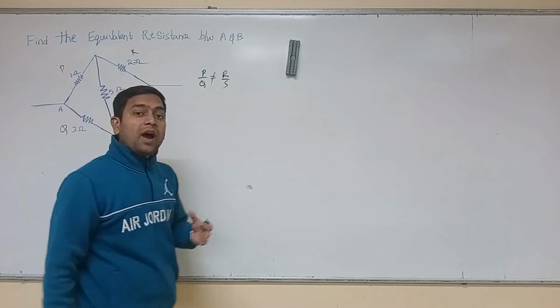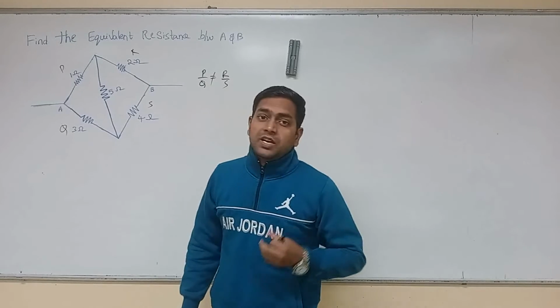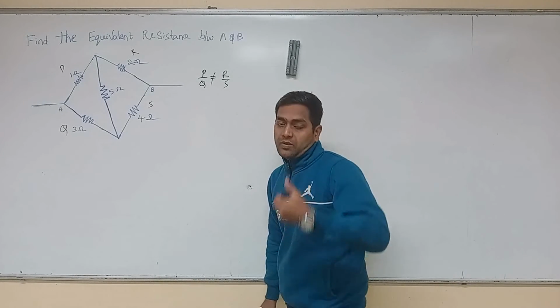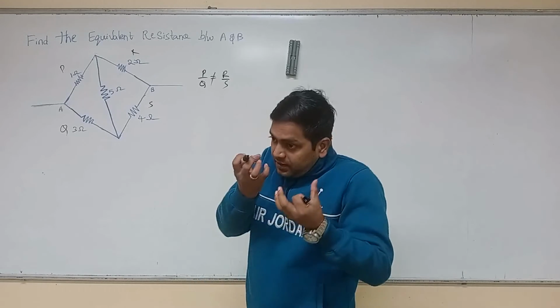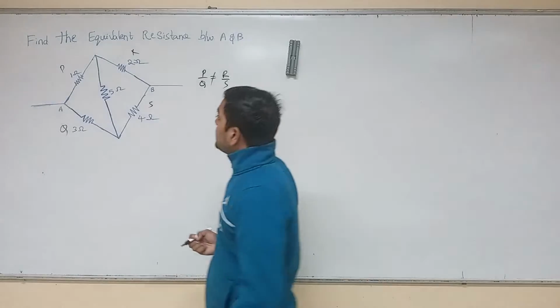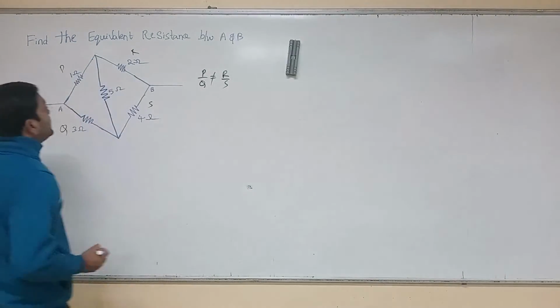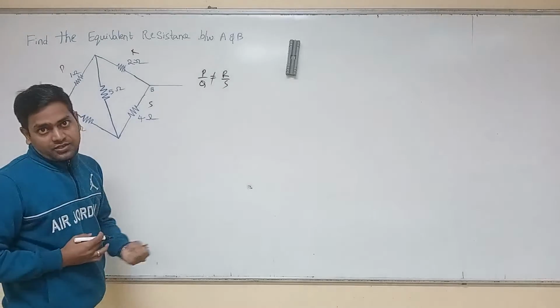We can do it by using Kirchhoff's laws, but that is a very lengthy process and takes more than 5 minutes. So to save those 5 minutes, we need to make a shortcut. Here I would like to use the star-delta process.